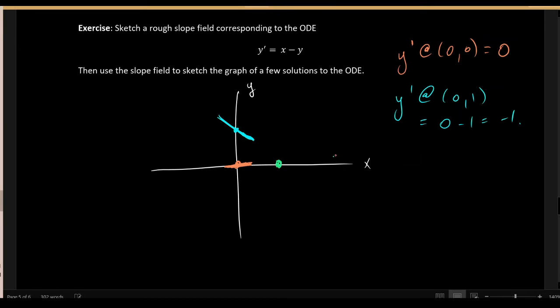And here, maybe at the point where x is 1 and y is 0, now my y prime is equal to x minus 0, which is equal to 1. And therefore, since y prime represents the slope of the tangent line, I'm going to draw a tiny tangent line with slope positive 1 through this location. Now we've only done 3 points so far, and I'm already starting to get bored. So fortunately, we have some technological assistance that we can use to help us to construct slope fields more quickly.